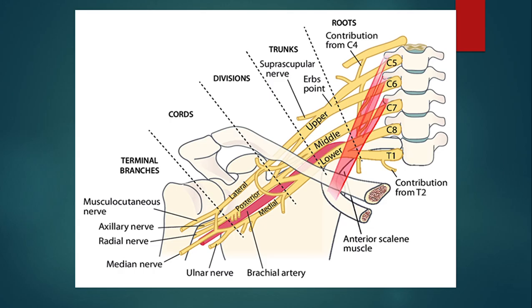So we'll begin with the lateral chord and how it branches off to form different nerves, right? So the lateral chord branches off to three types of nerves. The first one is the musculocutaneous nerve, which is this one here. And then it also forms the lateral root of the median nerve and also the lateral pectoral nerve.